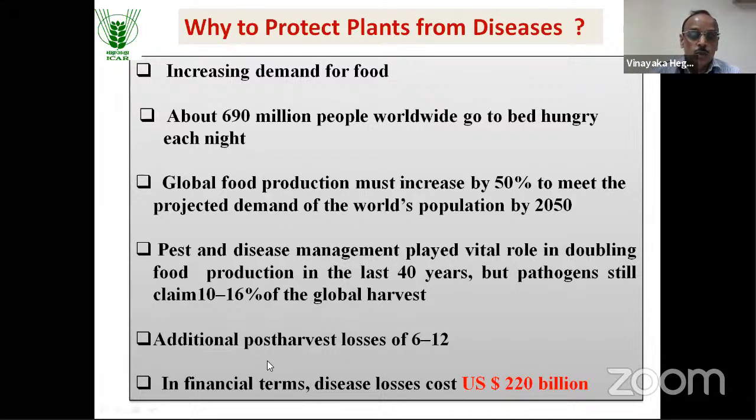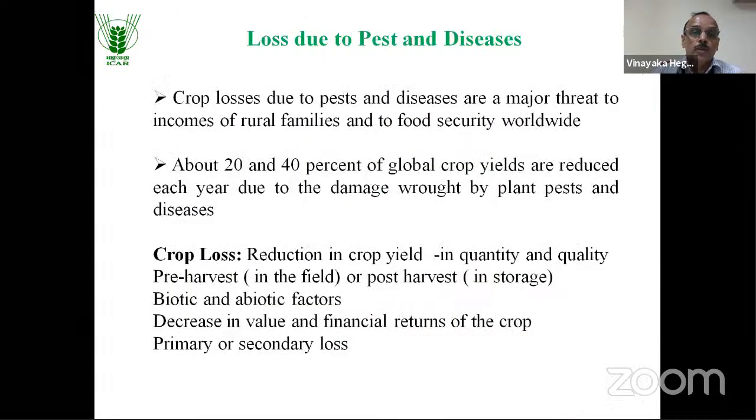There are losses even in post-harvest. In financial terms, we lose about $220 billion as per the reports, just because of disease problems. So again, reduction in crop yield as well as quality is the major concern. It will reduce the quality.